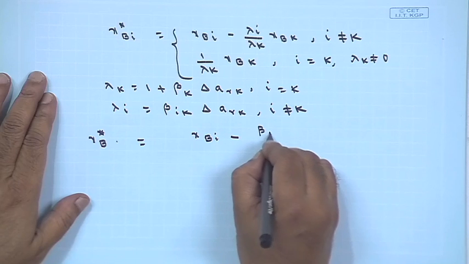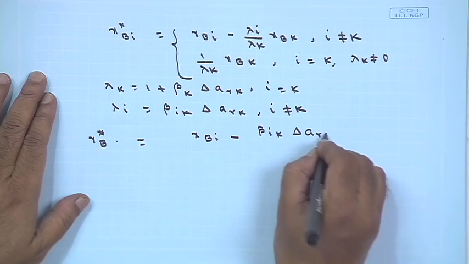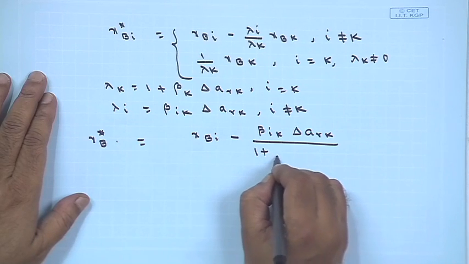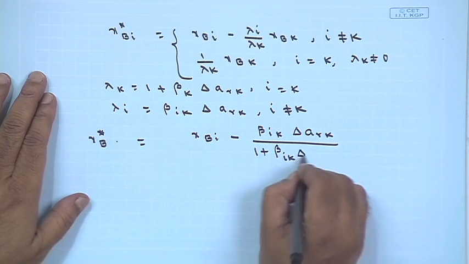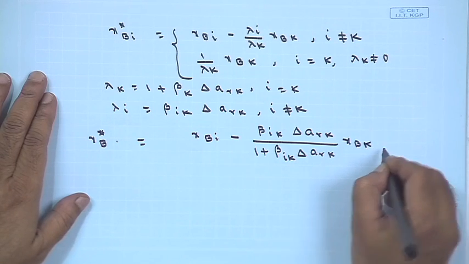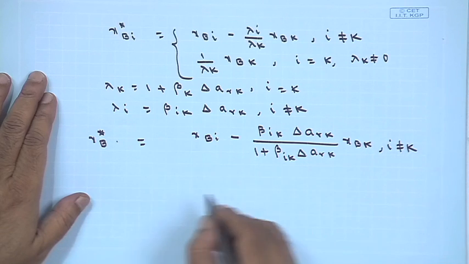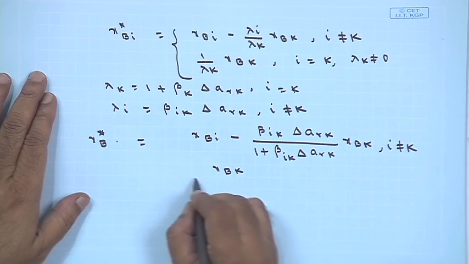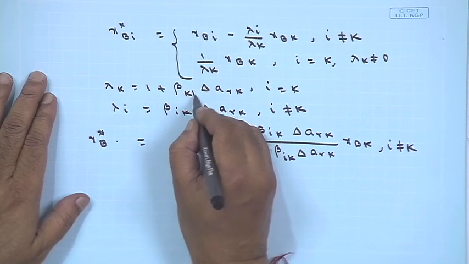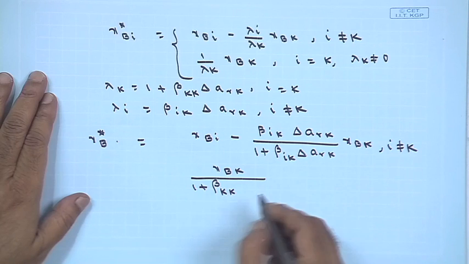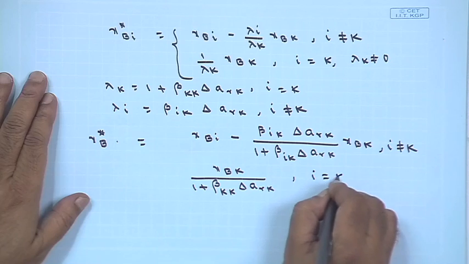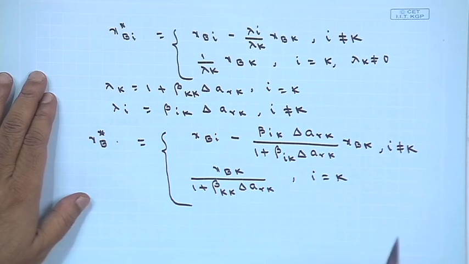So, that you can write down your x b I star equals x b I minus beta I k delta a r k, from this calculation, divided by 1 plus beta k k delta a r k into x b k, for I not equal to k, and it will be x b k divided by 1 plus beta k k delta a r k when I equals k. So, I obtained this thing.